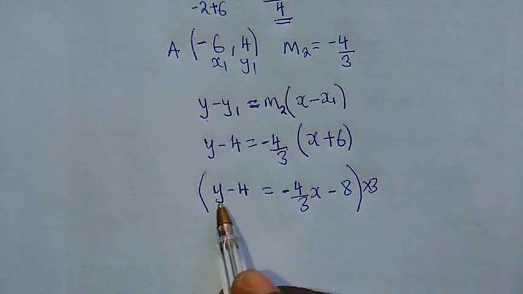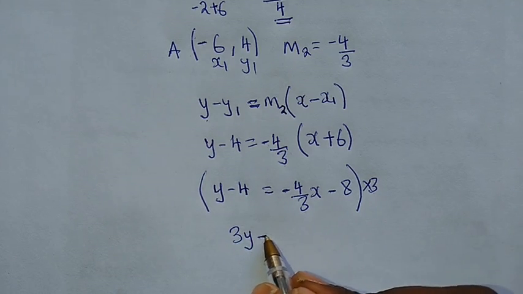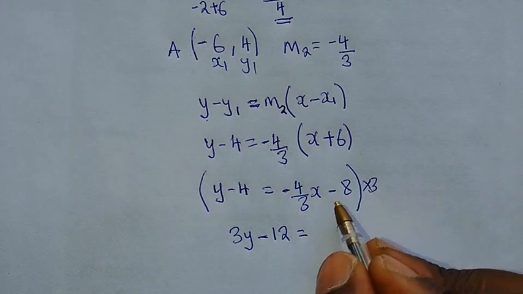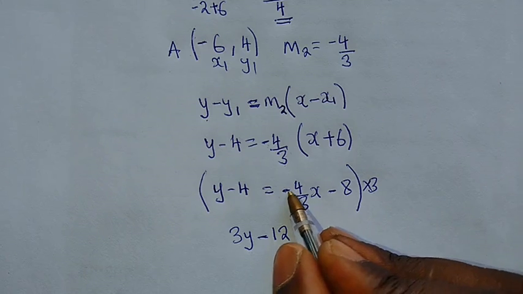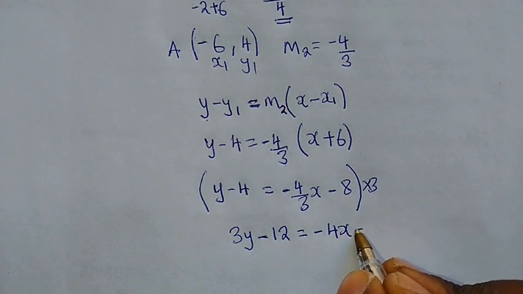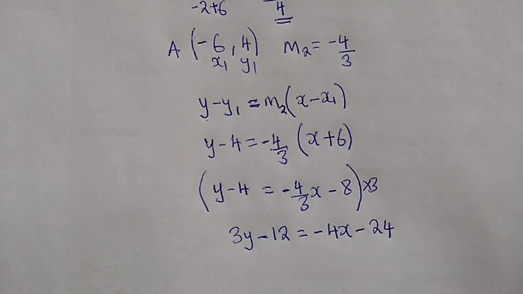So 3 times y, we are going to have 3y. 3 times negative 4, we are going to have negative 12, equal to 3 and 3 will cancel. You remain with negative 4x. So negative 4x minus 3 times 8, this will be a 24. So now this is very easy to work out, okay?